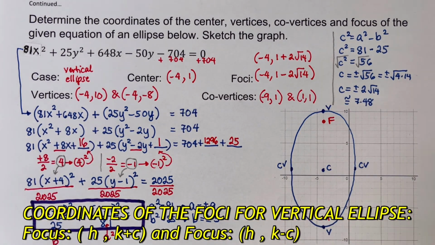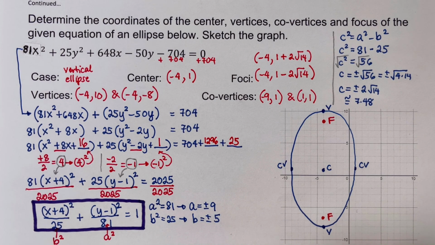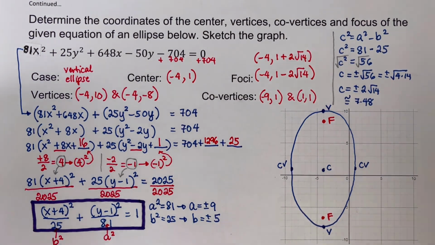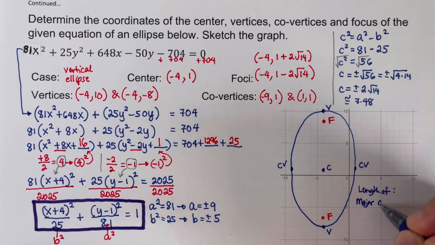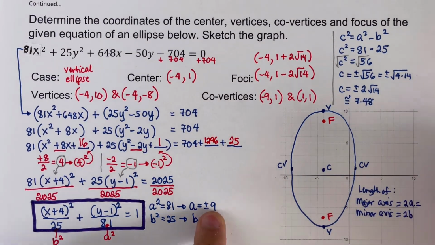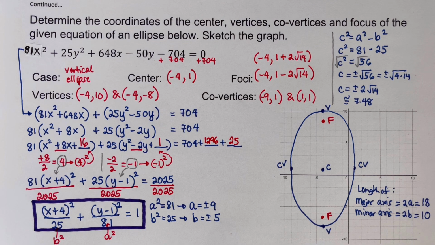Now let's determine the length of the major axis and the length of the minor axis for this ellipse. Did you get the same answers as this?